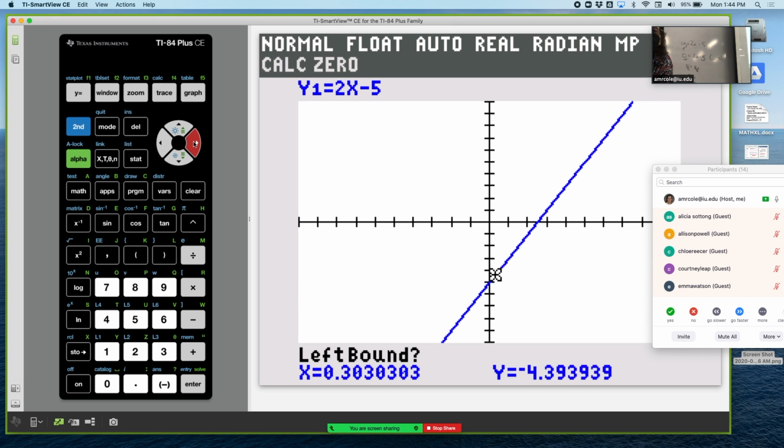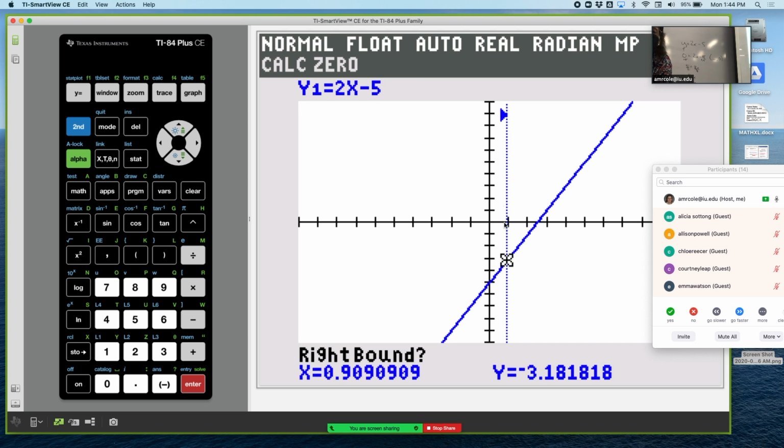I could move it anywhere on the left side. It really doesn't matter where I put it, just so it's on the left side. Once I get it there, I'm going to hit enter. And what the calculator is going to do is put a line right there. Then it switches down and asks, what's the right bound? So you're going to use the cursor, move the arrow to the right side, anywhere over there on the right side, and you're going to hit enter.